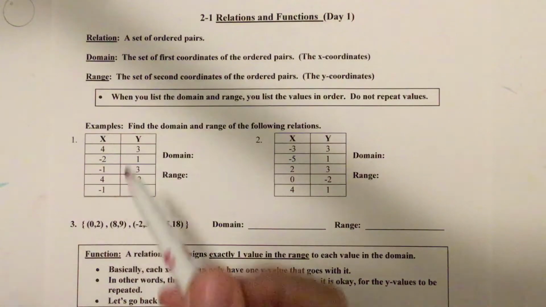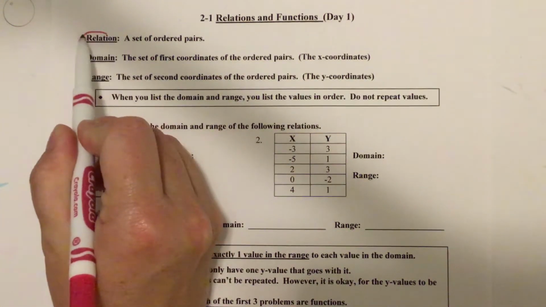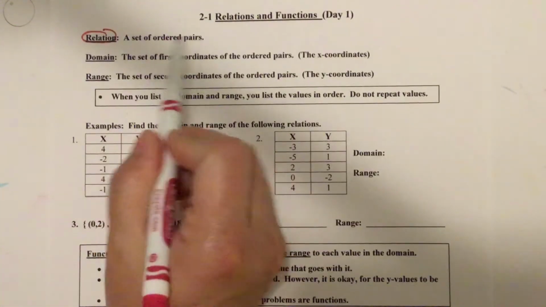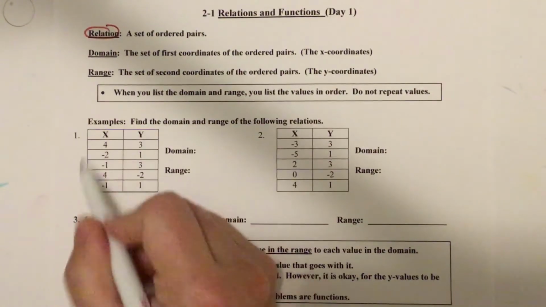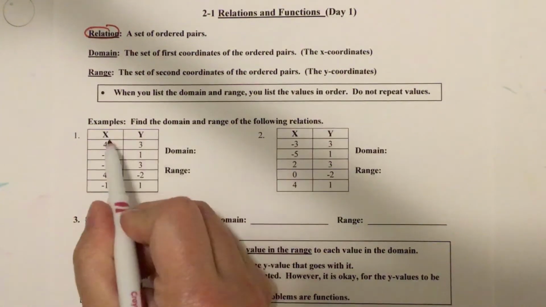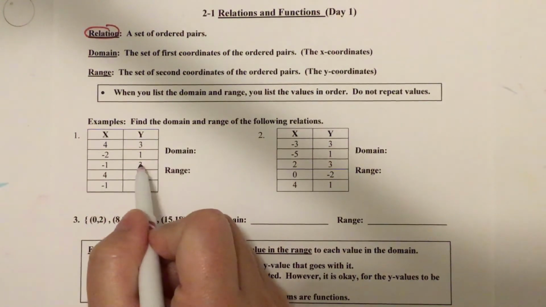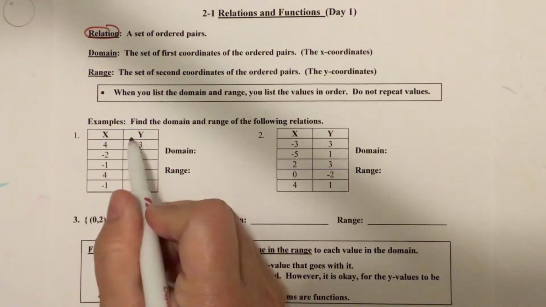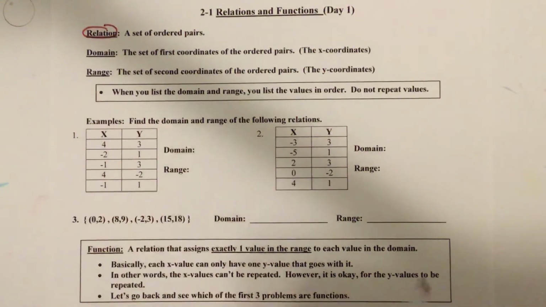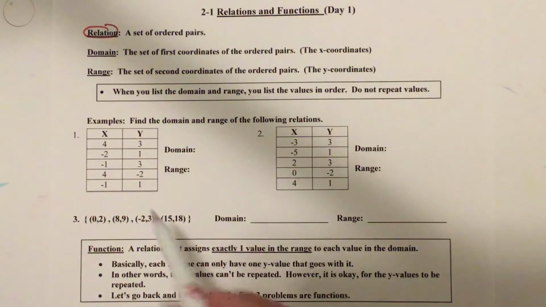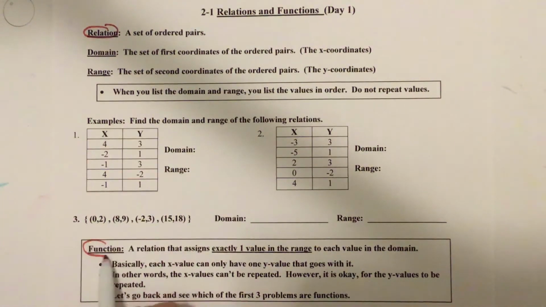So first of all, a little vocabulary. A relation is any set of ordered pairs. So this is a set of ordered pairs. This is an ordered pair, this is an ordered pair, this is an ordered pair. So any set of ordered pairs is called a relation. And then in a little while, we're going to learn whether the relation is also a function or if it's not. Okay, domain and range.